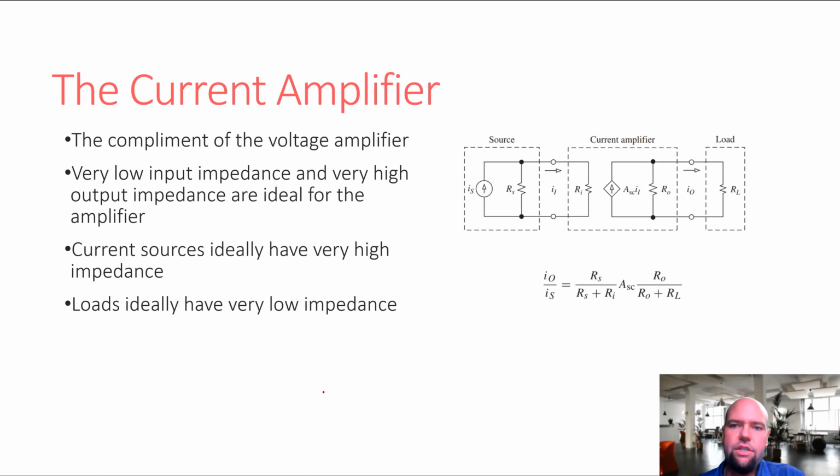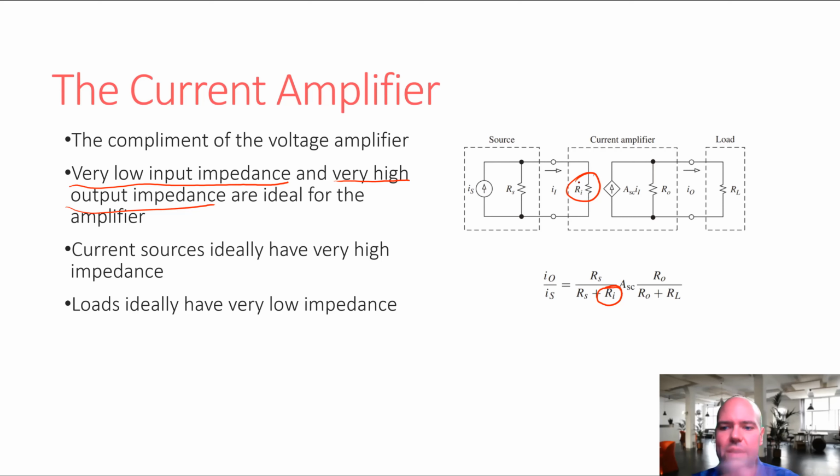So just to clarify, the current amplifier is the complement to the voltage amplifier. We want very low input impedances and very high output impedances, which means that looking at this transfer equation, ideally we would have our I be 0, that's this. Ideally that would be a 0 ohm input resistance. For the same reason in the previous example, we wanted our supply to have a 0 ohm supply resistance in the voltage case. Now in the current case, we want our input to have 0.